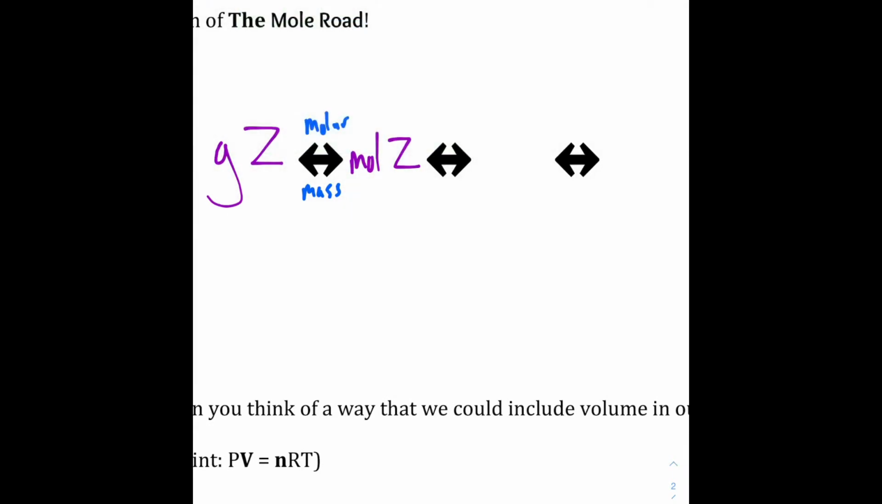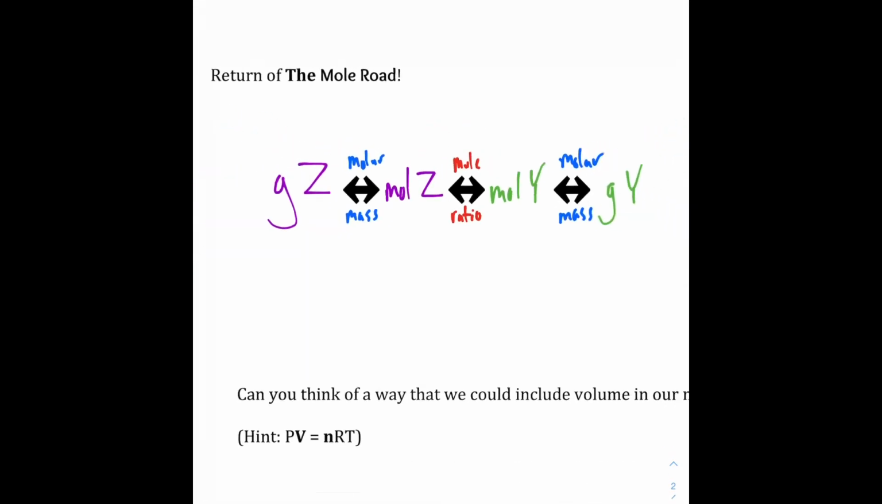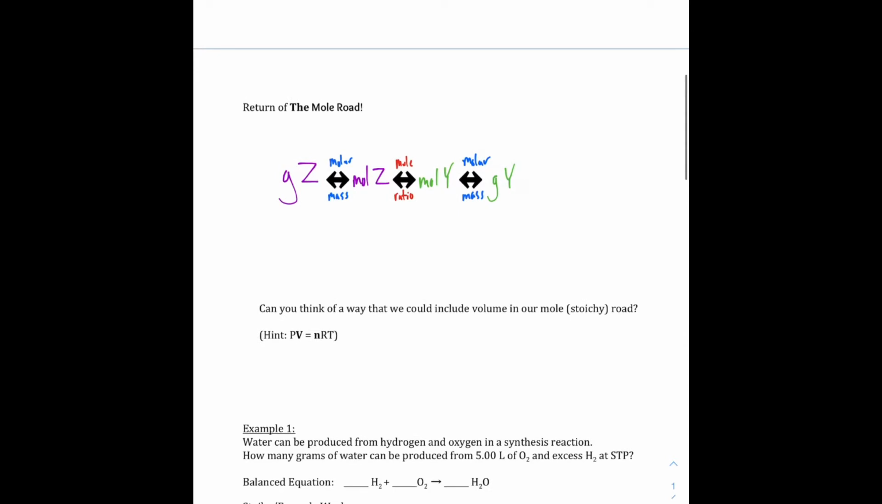But we could also have moles of some other substance, call it Y, which we can convert to grams of Y, and that would also be using a molar mass. Of course, it'll be a different molar mass because it's a different substance. At the heart of stoichiometry, what we learned in Unit 8 is that you can convert from one substance to another. That requires a mole ratio. That's stoichiometry.